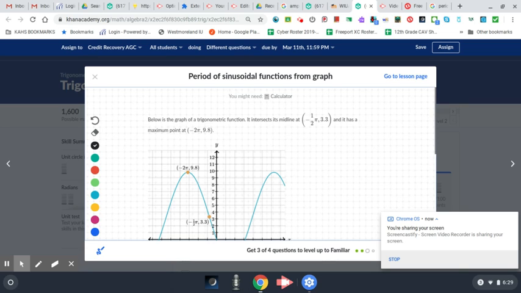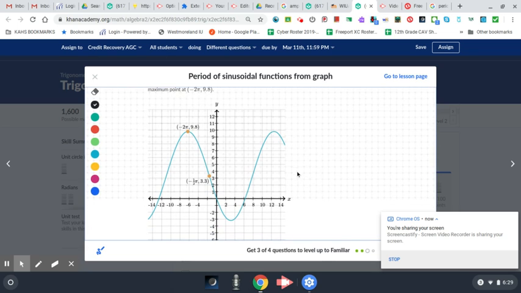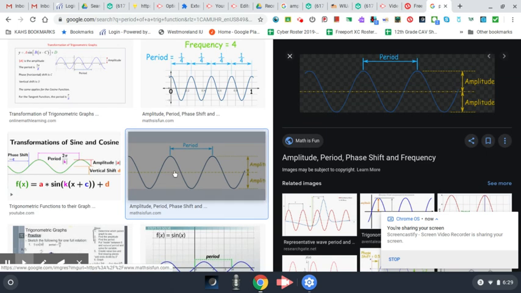Hi, this video is on finding the period of a sinusoidal function from a graph. The period of a sinusoidal function is the length of the curve before it repeats. So they're showing you here, from here to here is the period of the function. If you start at the maximum, then you go down the whole way and back up, and then it repeats again. It's this length here.